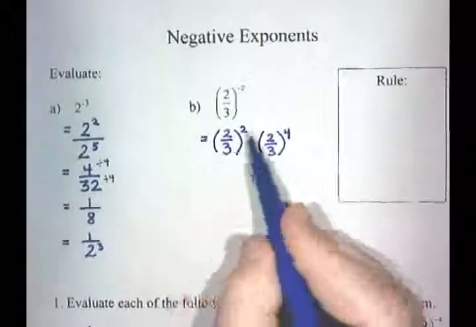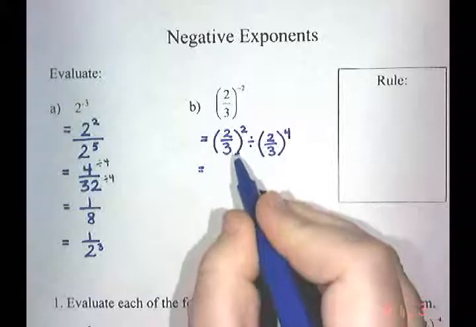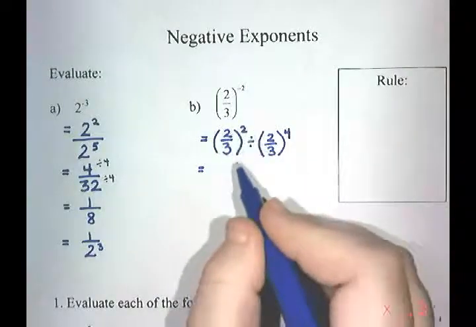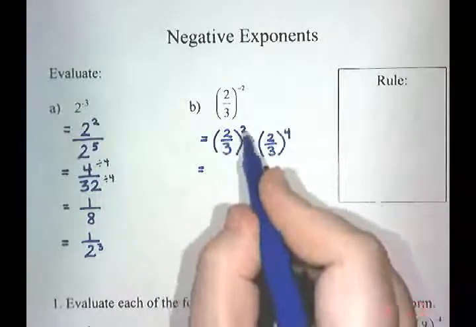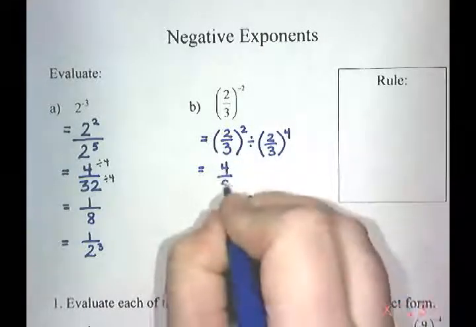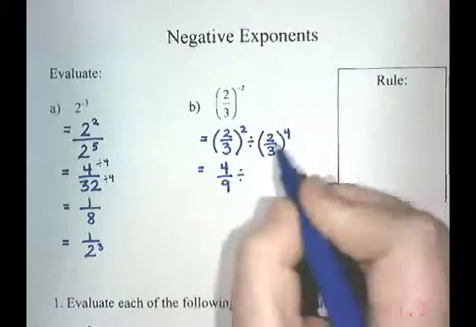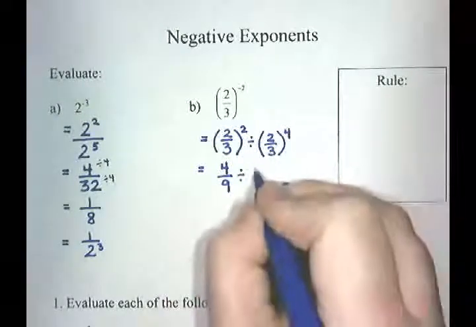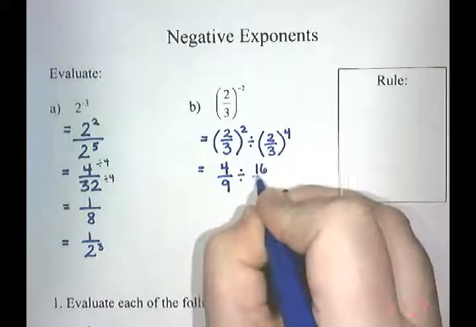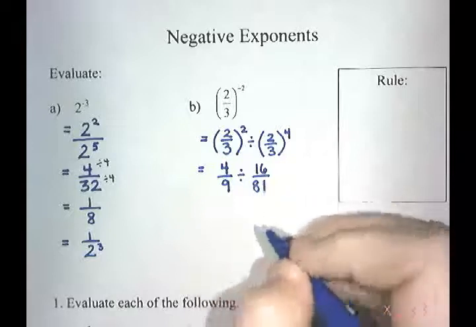Now I am going to evaluate. Remember that when you're evaluating a fraction as your base, you want to do the numerator and the denominator separately. So 2 to the power of 2 is 4, and 3 to the power of 2 is 9. And we're going to divide that by 2 to the power of 4, which is 16, and 3 to the power of 4, which is 81.